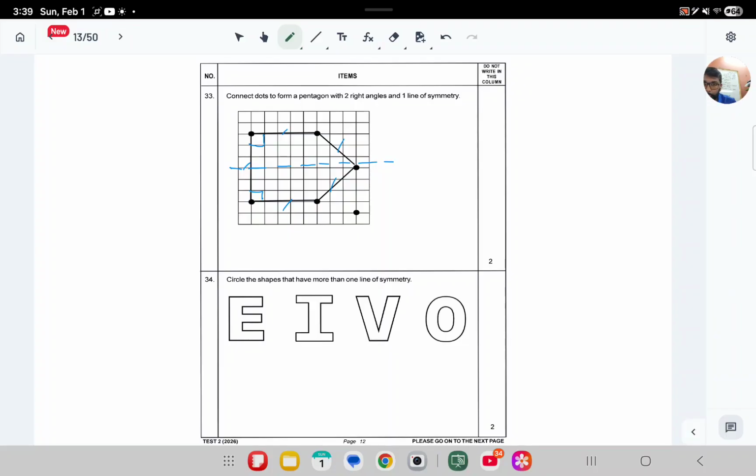Number 34, circle the shapes that have more than 1 line of symmetry, more than 1. Alright, not 1 or more, but more than 1. So we know the E only has 1 across like this, the I has 1 vertical and 1 horizontal, the V only has 1 vertical, and the O has 1 vertical and 1 horizontal. So the answer would be I and O.